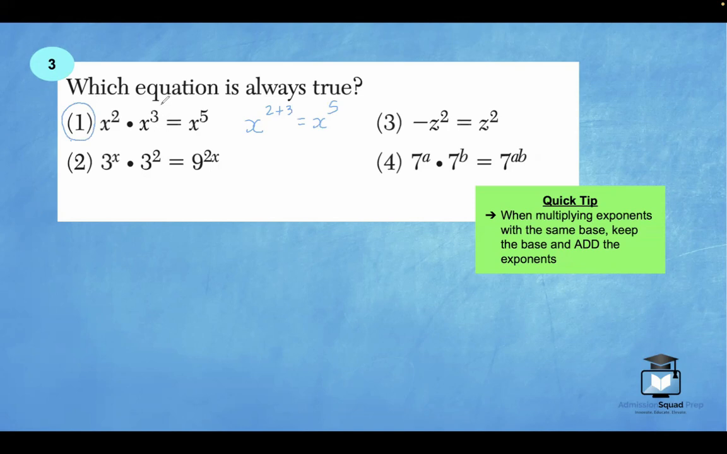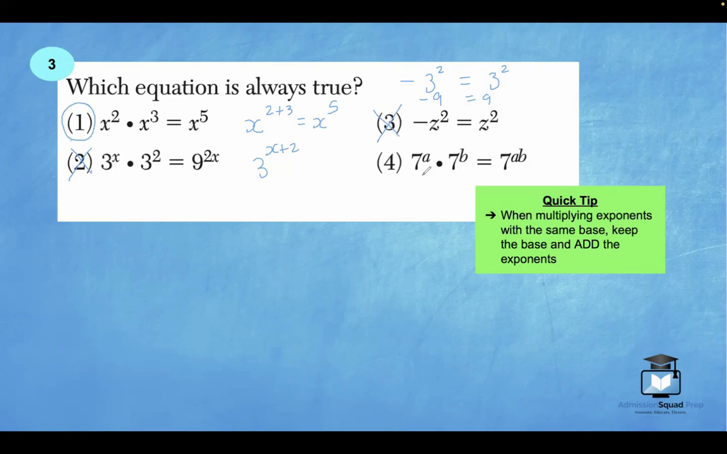But let's take a look at the other answer choices. 3 to the x times 3 squared should be 3 to the x plus 2. We're going to add x plus 2 because the bases are the same. Notice this is incorrect. They have 9 to the 2x, so that's not right. Negative z squared is not necessarily equal to z squared. For example, let's say we had negative 3 squared and 3 squared. One is going to be negative 9 and the other one is going to be 9. So it is not necessarily always true that negative z squared and z squared are equivalent.